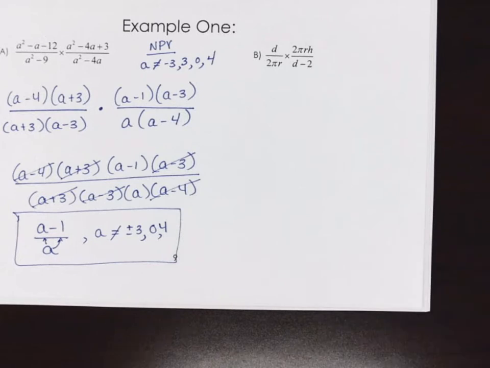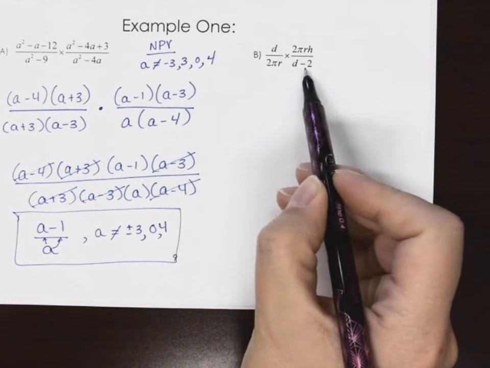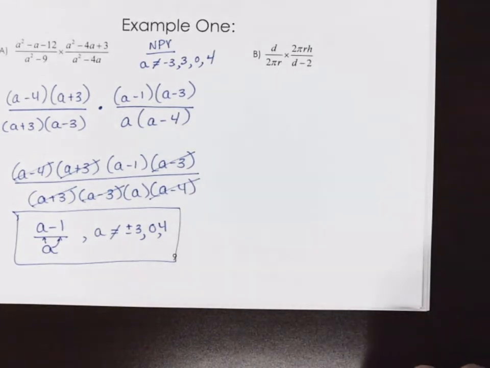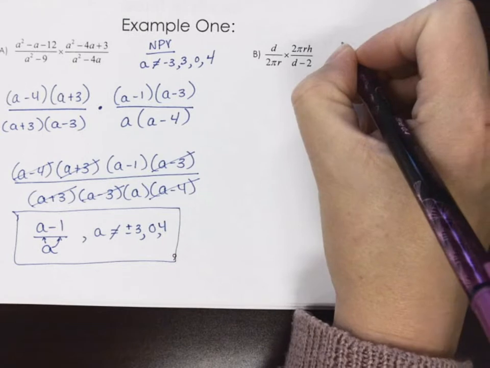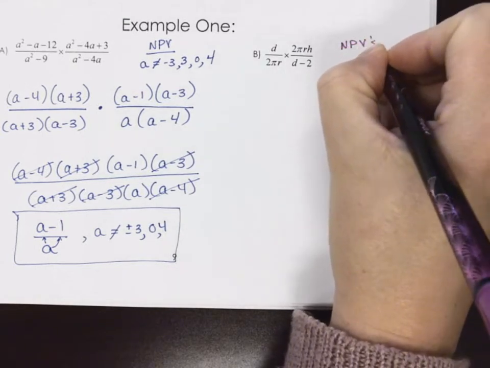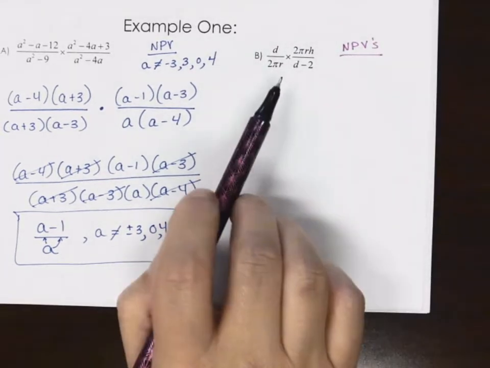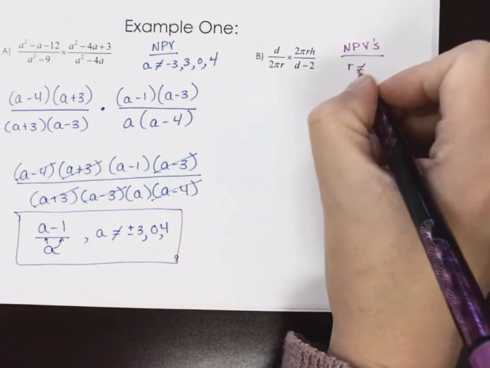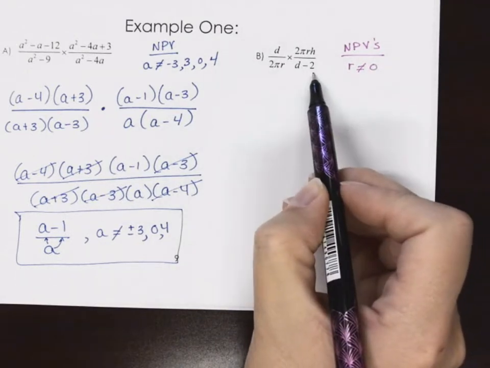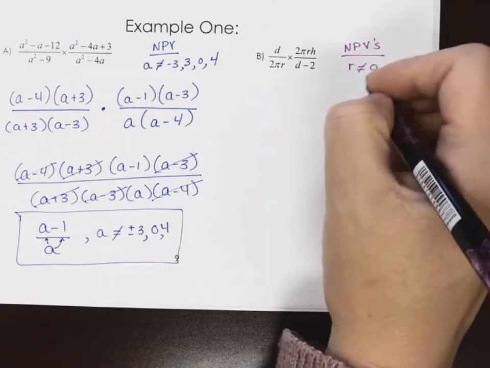Easier, because is there anything I can factor here? Everything is already factored, right? There's nothing I can simplify anymore, and these are just multiplied together, so that's all I can do. All right, so here we go, non-permissible values. We're looking at the denominator only. So my NPVs, I got 2 different letters. What can R not equal? 0. And then over here, what can D not equal? Positive 2.